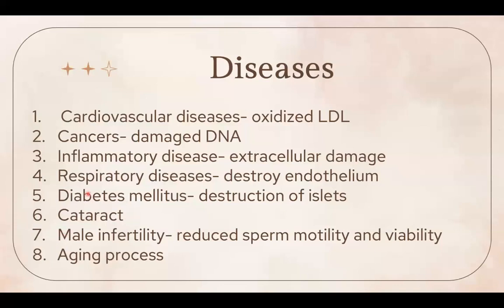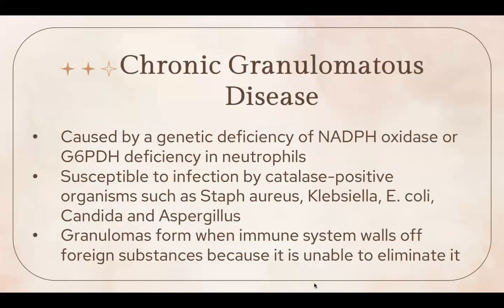We already briefly spoke about diabetes, and we said that obesity causes extra lipid production, which then causes extra free radical production, which can damage the islet cells, the cells in the pancreas that produce insulin, right? And male infertility, same concept everywhere. Aging process, it speeds up the aging process.